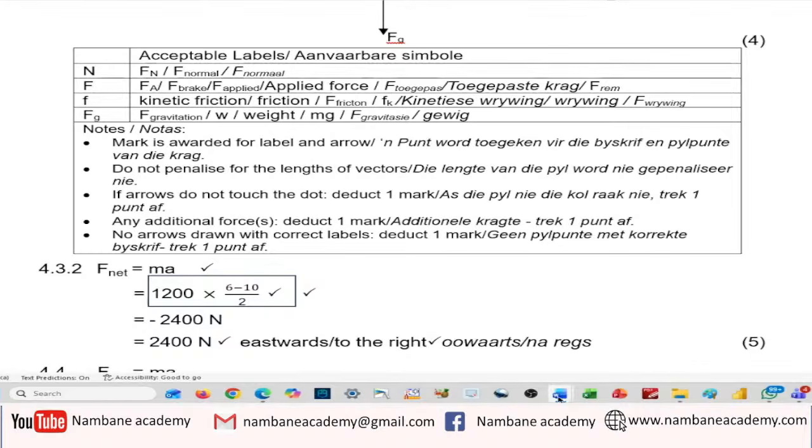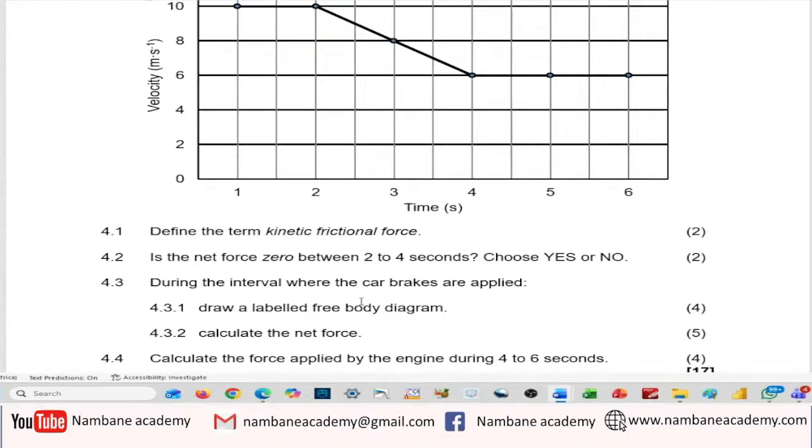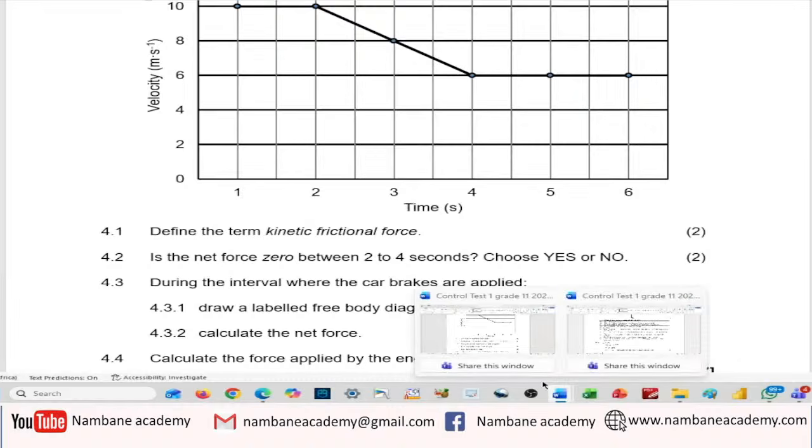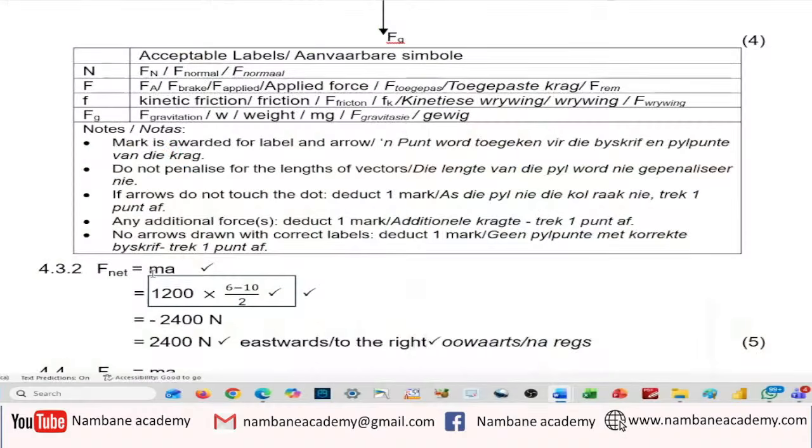And then 4.3.2, calculate the net force acting within that interval, 2 to 4 seconds, because that is where the brakes are being applied. Hence, the velocity decreases. When we do that, we have F net equal to ma. The mass of the object is 1,200. The acceleration will be change in velocity over change in time. Our final velocity is 6, and the initial velocity is 10 because it is decreasing, over 4 minus 2. Then the answer will be negative 2,400 newtons, which is 2,400 newtons eastward or to the right.